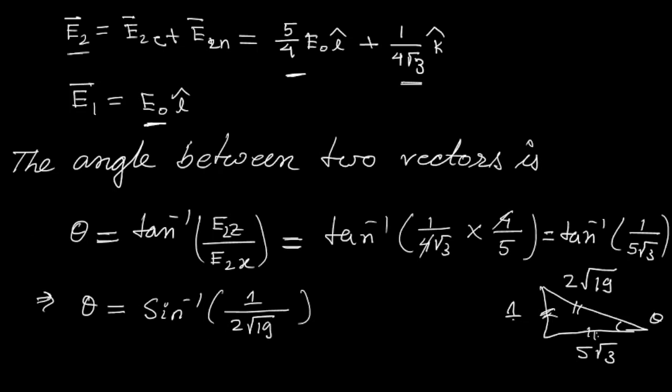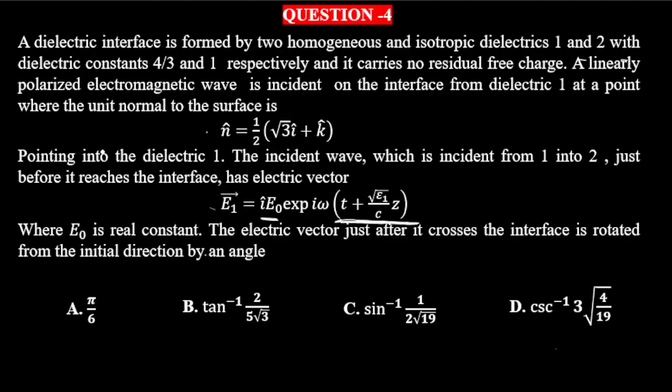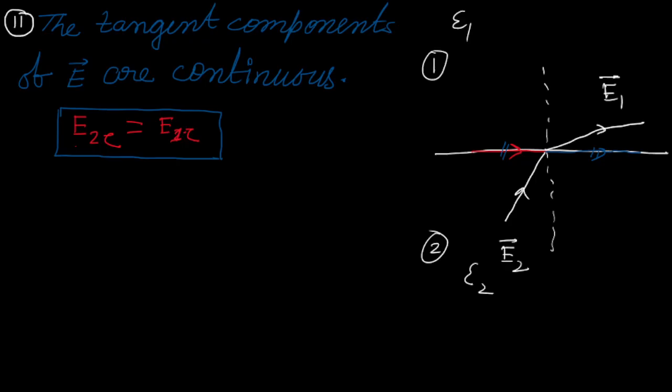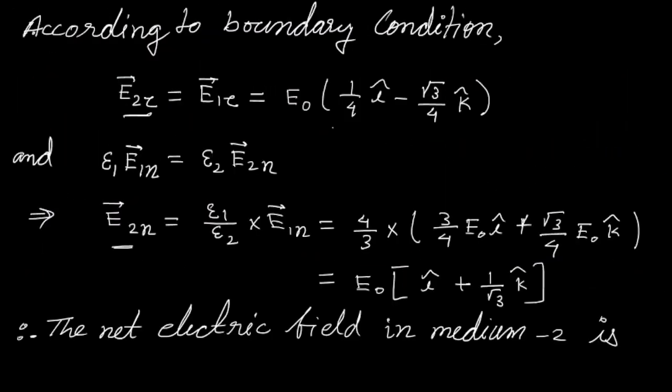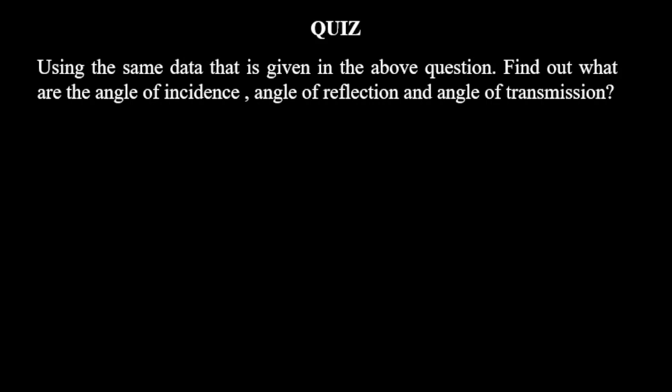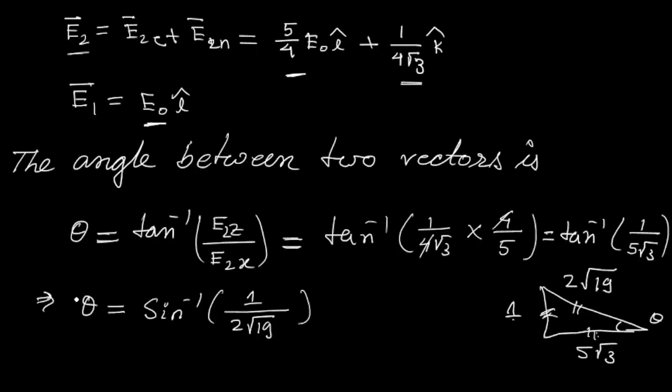And again, take a look at the options. I think there is an option in terms of sine. So yes, this is the correct answer. The angle will be sine inverse of 1 by 2 into 19. Okay, so finally we got the correct answer here, and the correct option will be C. The correct answer will be C.